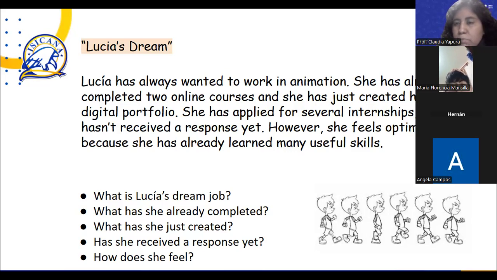Has she received a response yet? No, she hasn't. And how does she feel about this job? She's very optimistic. Good. As you can see here in this short text, you have these words like has wanted, has completed, has created, has applied, has learned. So that is part of the present perfect.